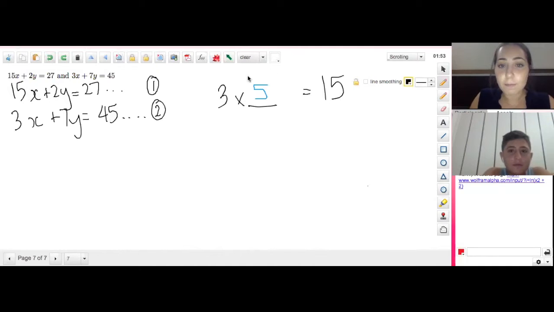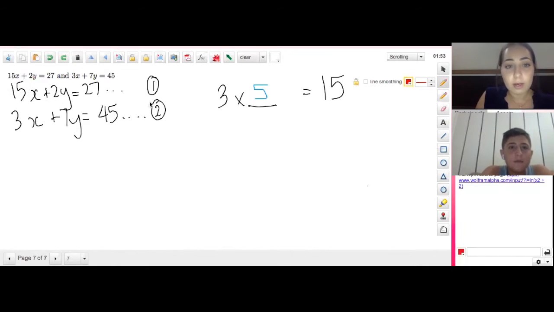Excellent, 5. So if we multiply this 3x by a factor of 5, then we get 15x, and that's what we want. We want to achieve a coefficient of 15. So we're going to multiply this equation. In order to obtain a coefficient of 15x, we multiply by 5.